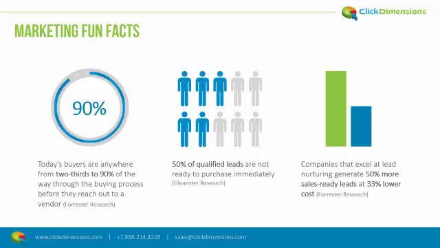So a couple of fun facts here as we get going. As we know, we hear marketing facts everywhere, right? Buyers are anywhere from two-thirds to 90% of the way through the buying process before they reach out to a vendor. So from a marketing automation standpoint, there's a lot we can do to assist from the marketing and sales end. 50% of qualified leads are not ready to purchase immediately. So we see people staying with the marketing team longer before they're heading over to sales, right? Before they're truly sales ready.